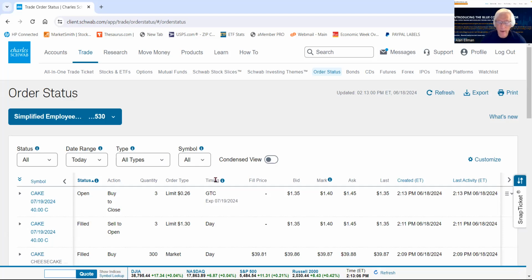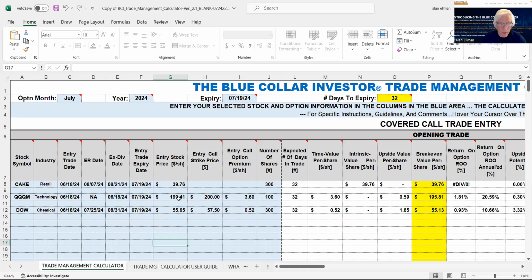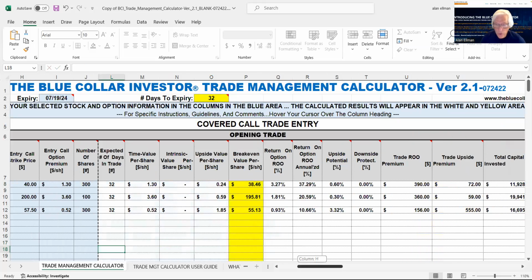There it is. All right, now it's appropriate to take us to the trade management calculator. Now you can see here, folks, I entered everything for QQQM and Dow 30. The price of cake was $39.76, and the strike price is 40. The option premium was $1.30. Now we entered everything, and let's see where we stand with our trades.